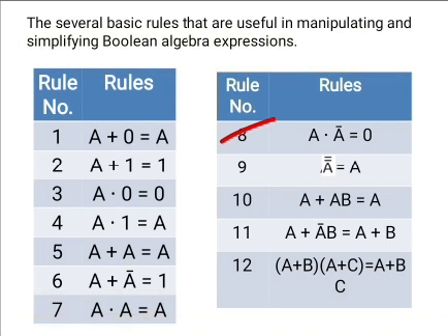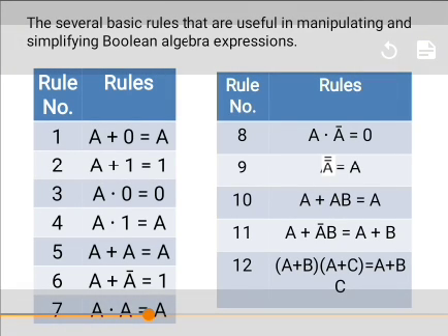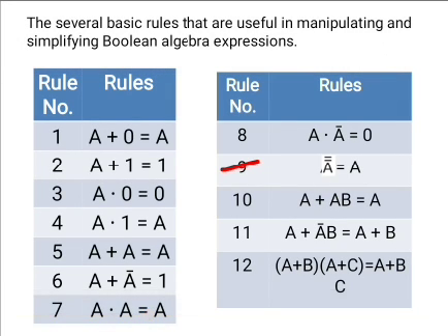In this, when a equals 1, a into a complement, that means 1 into 1 complement, which is 0. 1 into 0 equals 0. And when a equals 0, 0 into 1, because 0 complement equals 1. So, 0 into 1 equals 0. Therefore, a into a complement equals 0. Next, the ninth one. A double complement is equal to a.